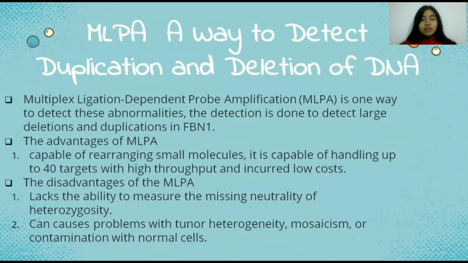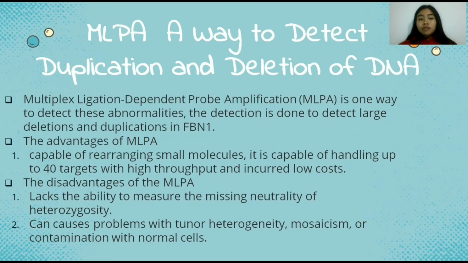So my name is Putu, with student ID number 2002511202, and I want to explain about MLPA, a way to detect duplication and deletion of DNA. MLPA is multiplex ligation-dependent probe amplification. It is one way to detect these abnormalities. The detection is done by detecting large deletions and duplications in the FBN1 gene. MLPA can detect the duplication and deletion of DNA in Marfan syndrome.